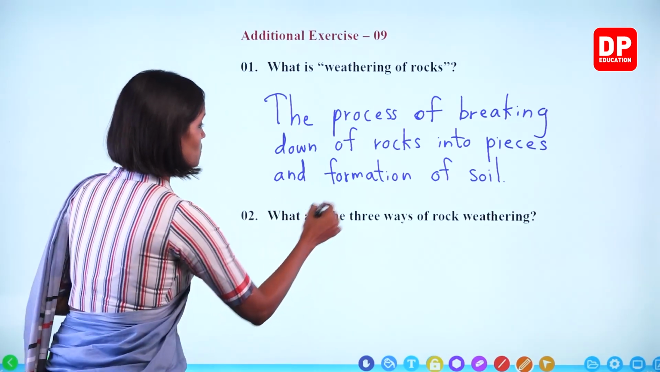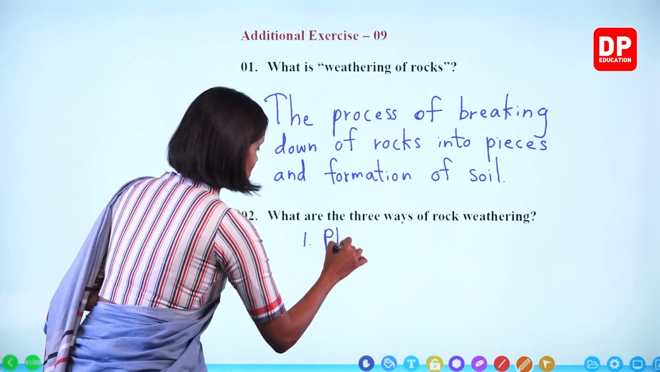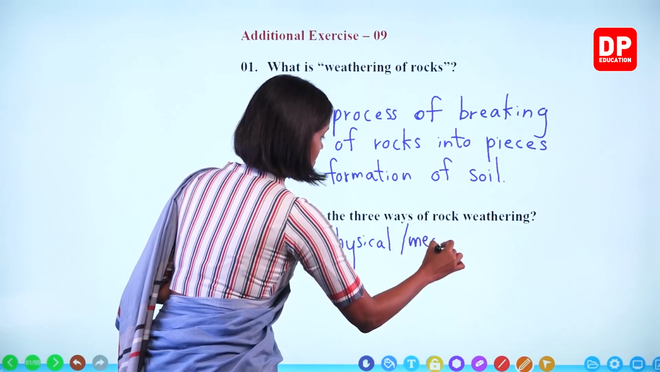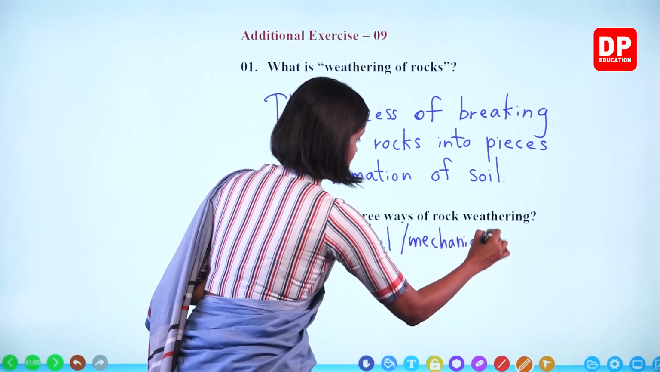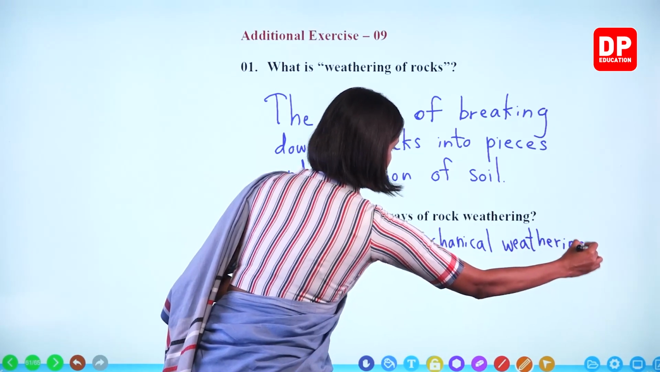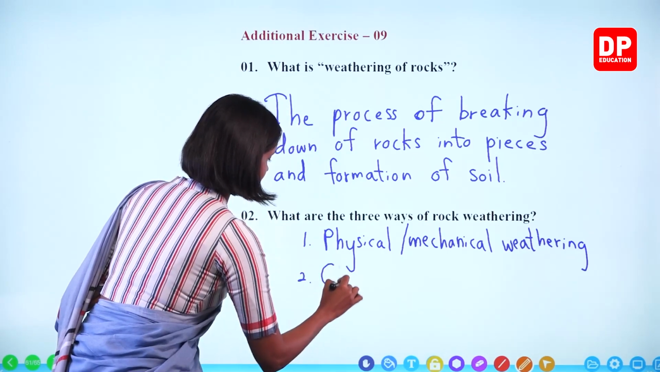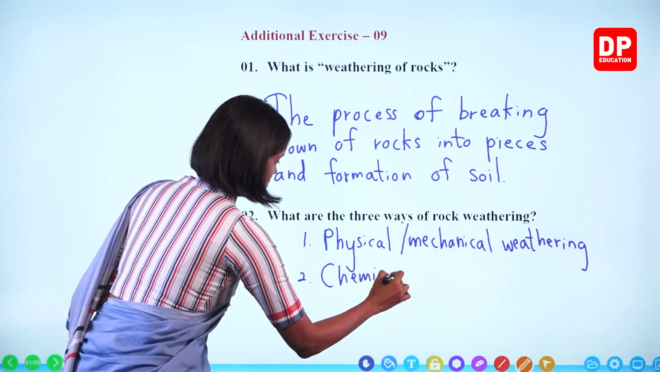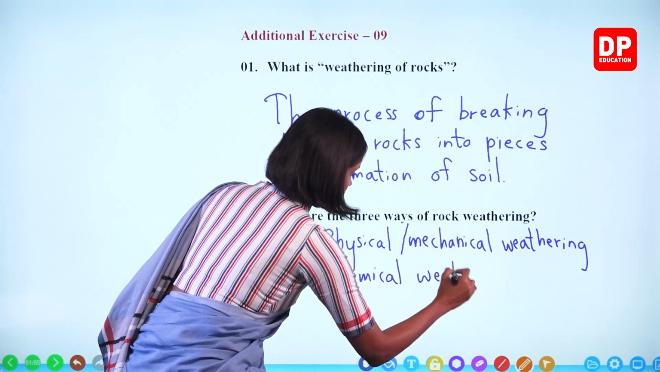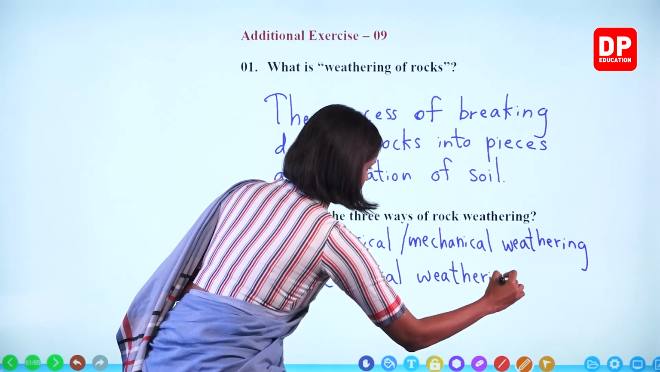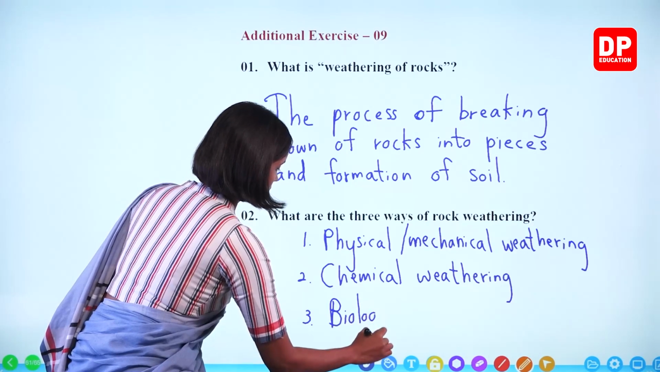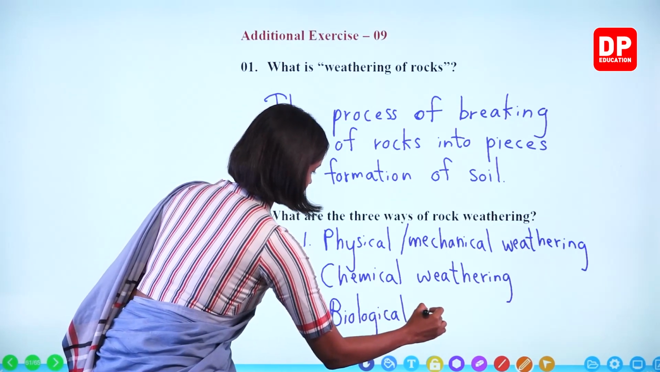Okay, let's write. What are the three ways? Physical or mechanical weathering, then chemical weathering, which basically takes place because of acid rains. Three, biological weathering.